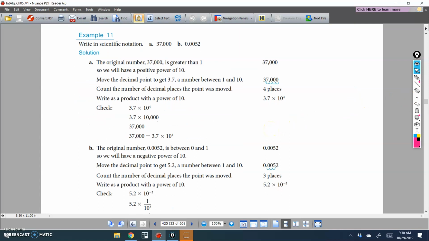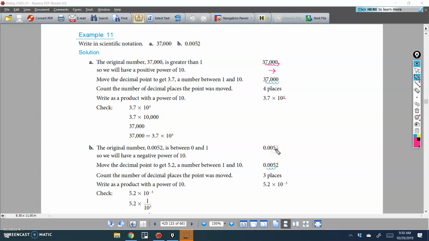So let's look at some examples. Write 37,000 in scientific notation. So in here we need to pick a number greater than 1 and less than 10, so that'll be 3.7. So we need that decimal to travel 1, 2, 3, 4 spaces to the right. So 3.7 times 10 to the fourth, because we traveled to the right.